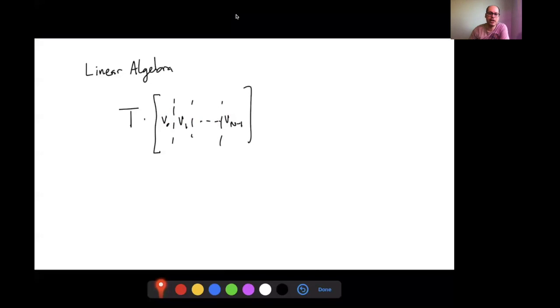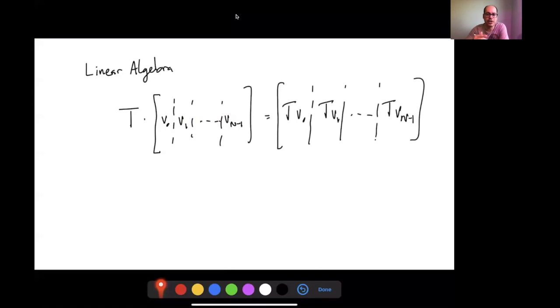So matrix multiplying T by this matrix, thought of as a series of column vectors, is actually the same as applying the linear transformation T successively to each of the columns, thought of as column vectors. This is an exercise you might do if you haven't seen it before: just work out that this is actually what matrix multiplication is and does.